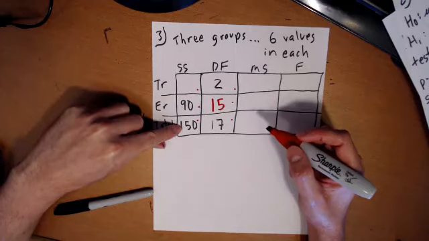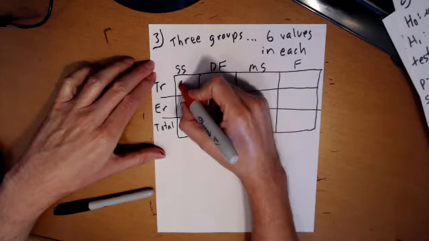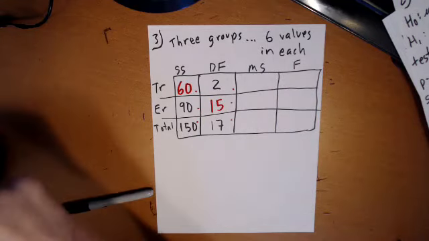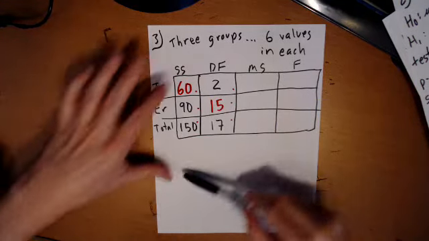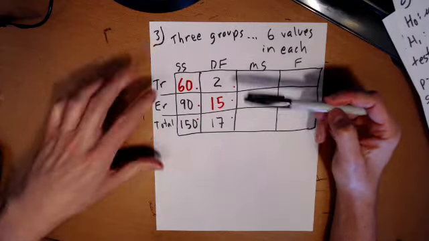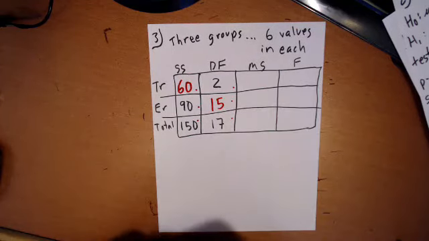Okay, this plus this equals that. What plus 90 is 150? You could just subtract them. You get 60. Okay, so far so good. So the first 2 columns, the sum of squares and degrees of freedom, pretty straightforward. And now here it gets a little bit weird.